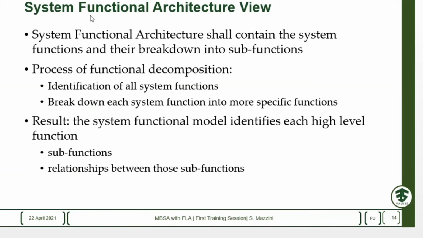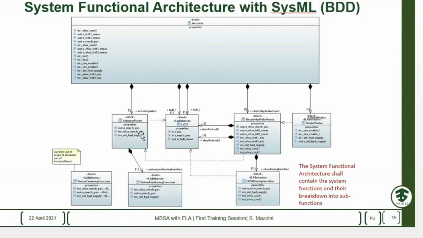The methodology is based on the definition of a functional architecture view. The functional architecture view shall contain the definition of the system functions and their breakdown into sub-functions. Therefore, the process is to identify all the system functions and break down each system function into more specific ones, and express the relationships among some functions.